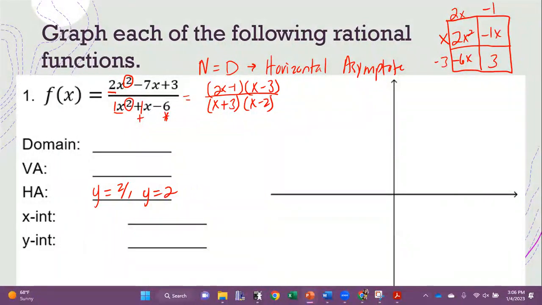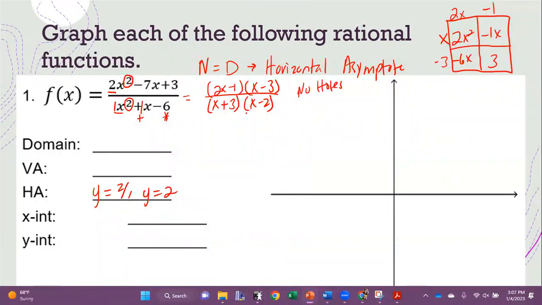I have a +3 and a -3. They're not common, so therefore there are no common factors. So there are no holes. No holes. Okay. Next, I want to change the color, but this bar won't go away, so I can't change my pen color, and it's driving me insane.